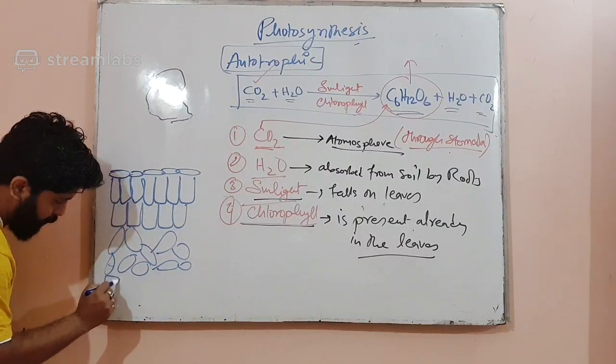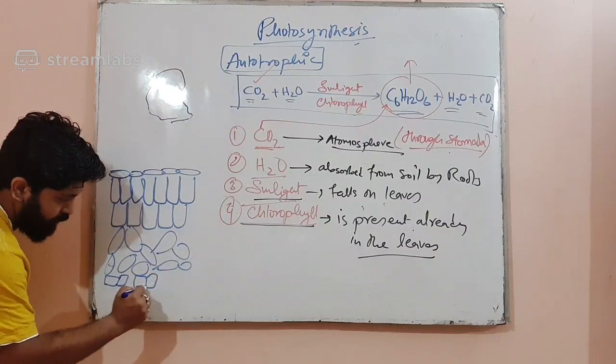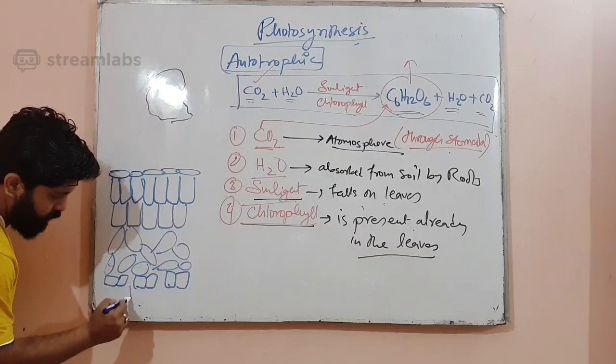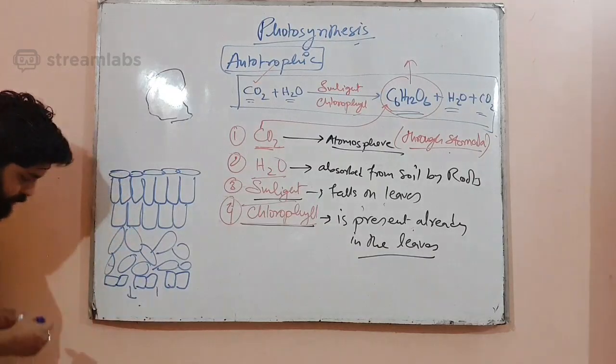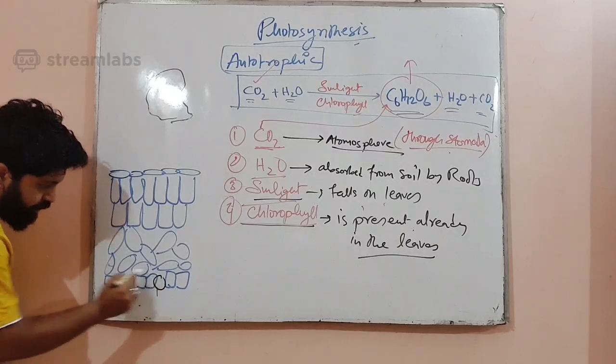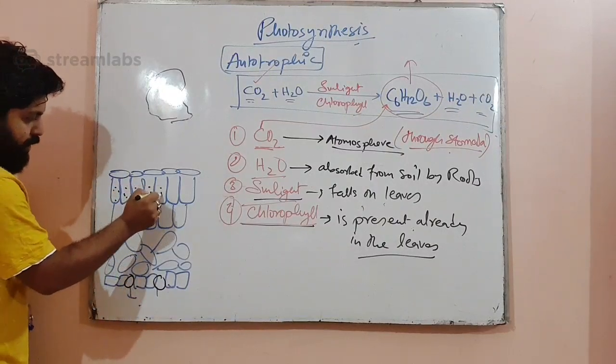Now the bottom layer, and if you remember, in the bottom layer there were stomata. So these openings or pores are known as the stomata. This is the cross section of the leaf. A lot of chloroplasts are there.